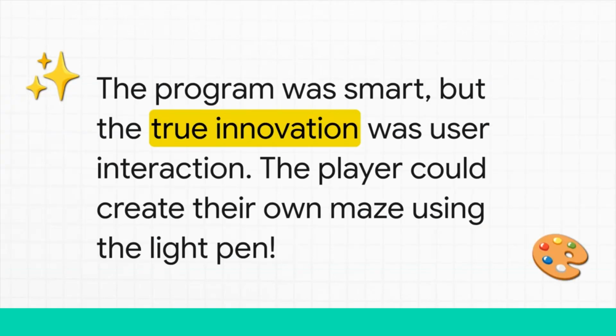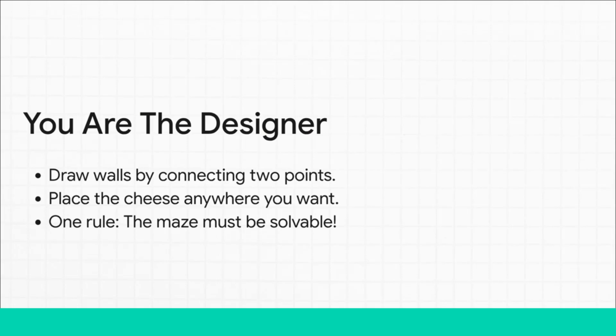But as smart as that little mouse was, that wasn't even the real magic here. The true innovation, the thing that changed everything, was that you, the user, were not just watching. You could pick up that light pen and design the entire maze yourself. I mean, stop and think about that for a second. This is 1959. You could touch two points on a computer screen and draw a wall.